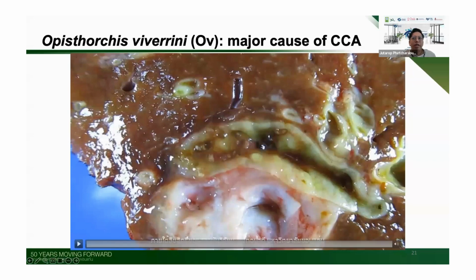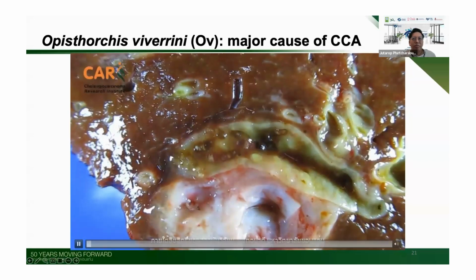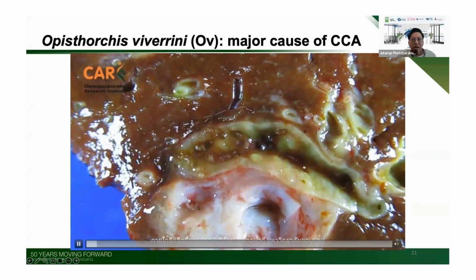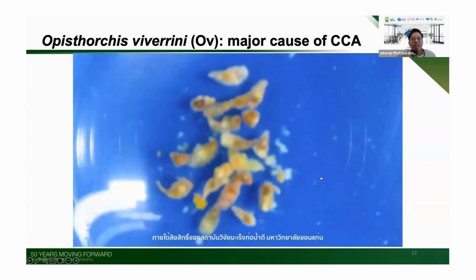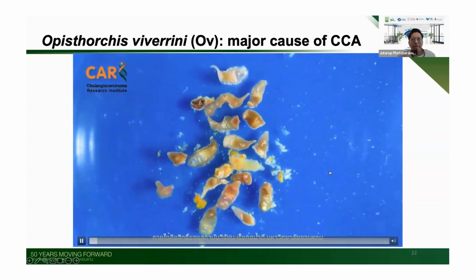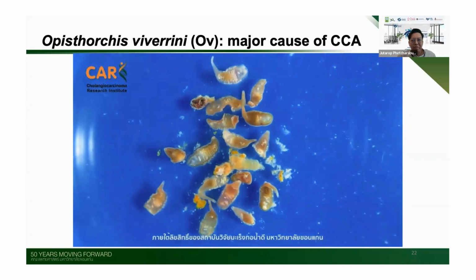And this is the video showing the cross-sectional liver that the surgeon in our research institute has removed. As you can see here, these are the liver flukes swimming around within the dilated bile duct. And this shows the liver flukes obtained from the patients.